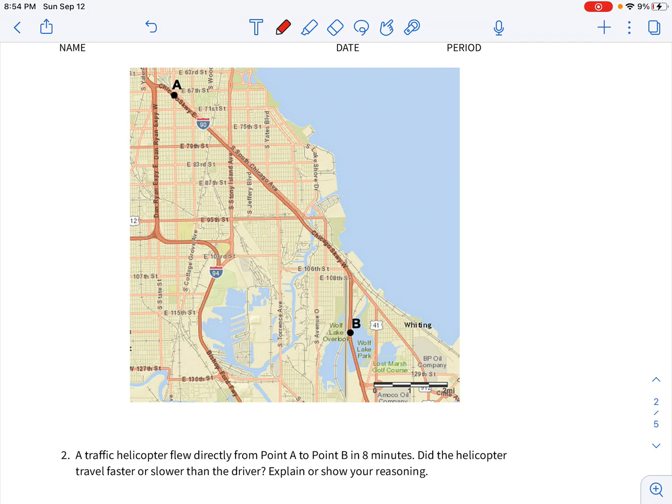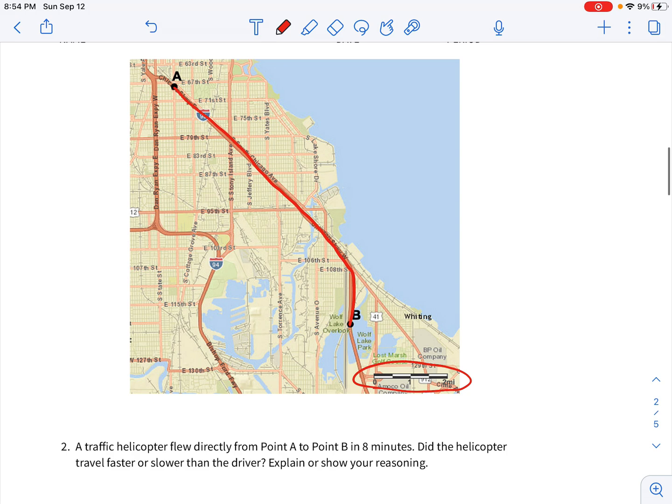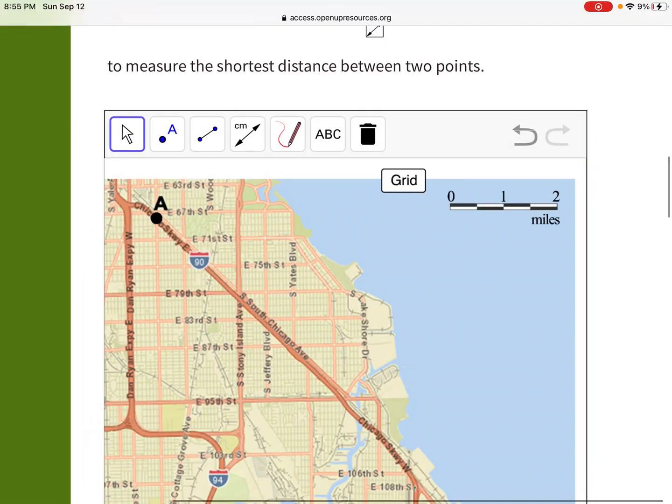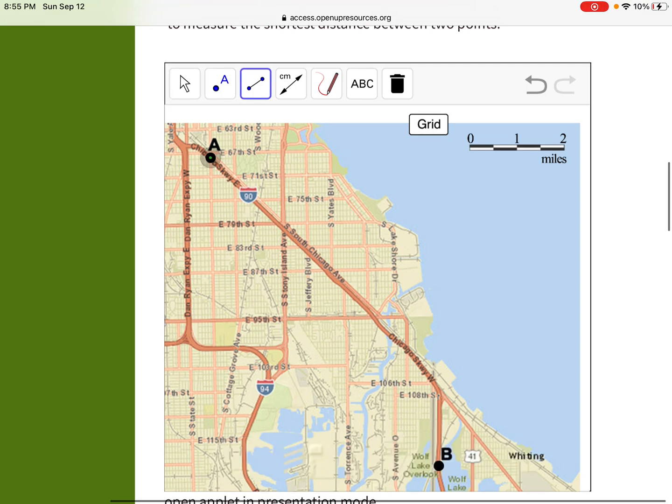Otherwise, you would measure this out. You're going to measure the distance from A to B. And you have the scale to use right here. So we're going to apply that to see how far it is. And then we can find out how many miles, and we divide that by our 8 minutes. So I'm just going to jump over real quick. Okay, so here we've got the same map. This just gives me some tools I can use to make some quick measurements.